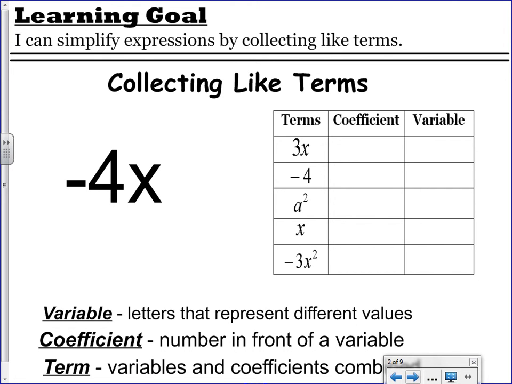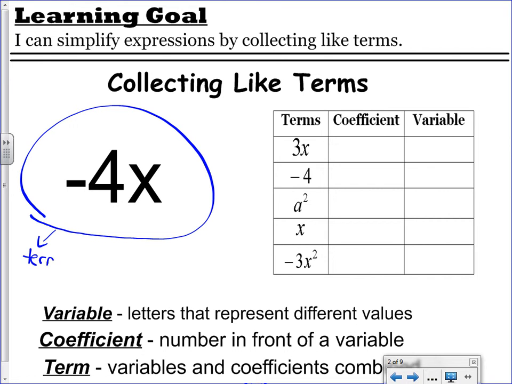Okay, so this whole thing here is a term. That's what we call a term. Now, a term is made up of sometimes two parts, sometimes only one. This part right here, does anyone know what this is called? Just that -4? I'll give you a hint. The word's on the page. It is a coefficient. Very good. So this is my coefficient.